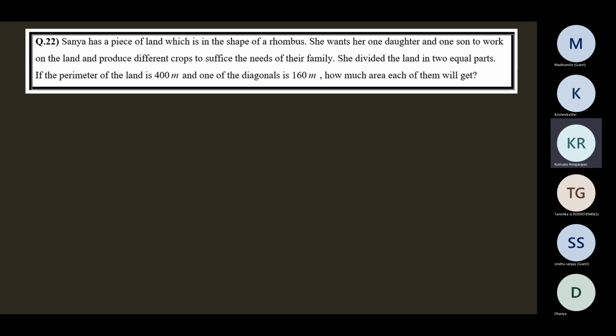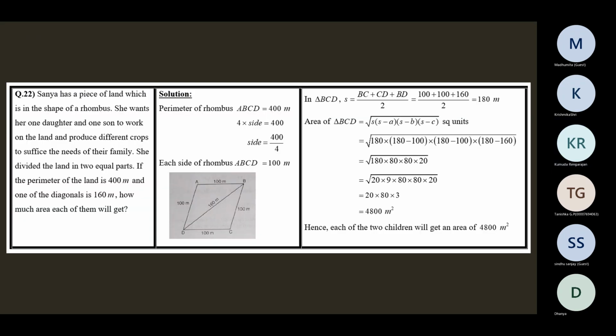So here there are two children, no? So you'll have to divide the area of the rhombus by 2. The perimeter is given. So 4 into side is equal to 400. So each side will be 100 meters. Then one of the diagonals is 160. So find the area of one triangle. The same will be the area of the other triangle.